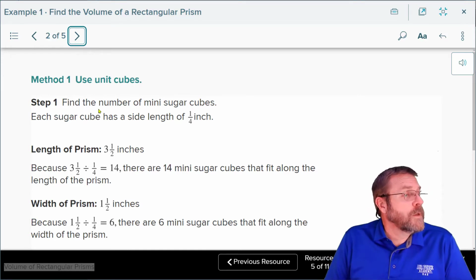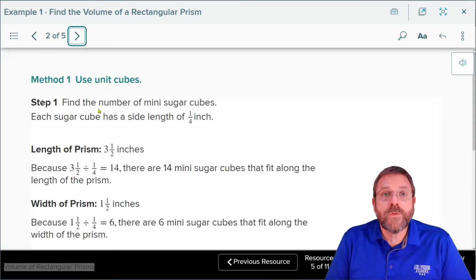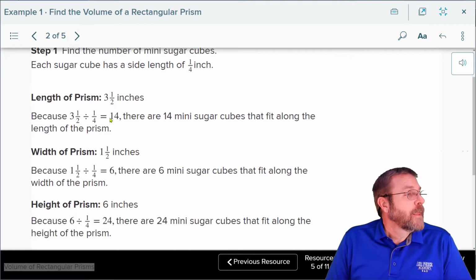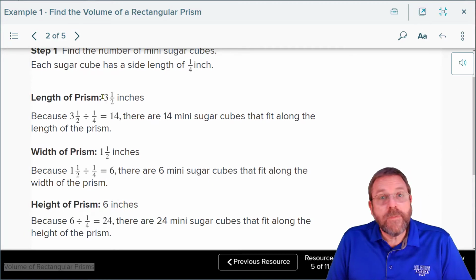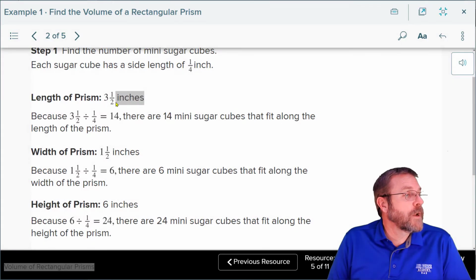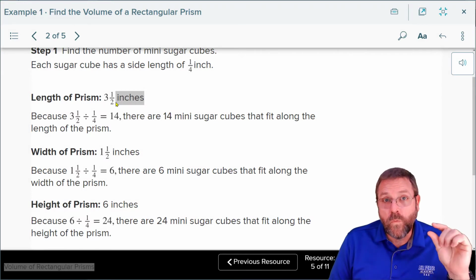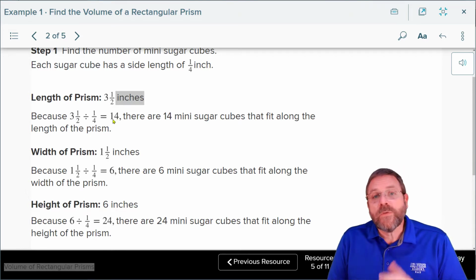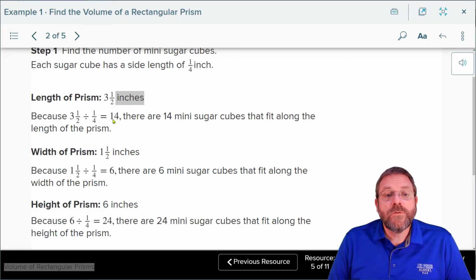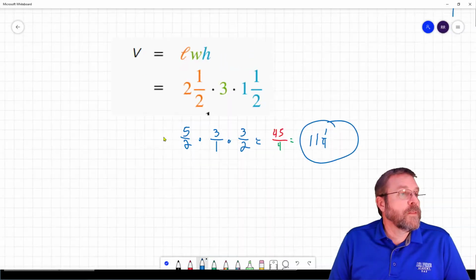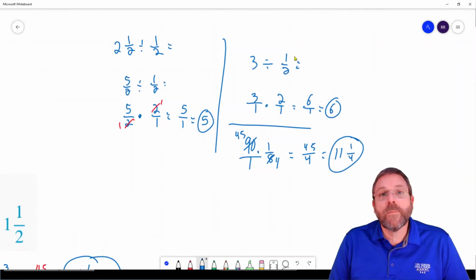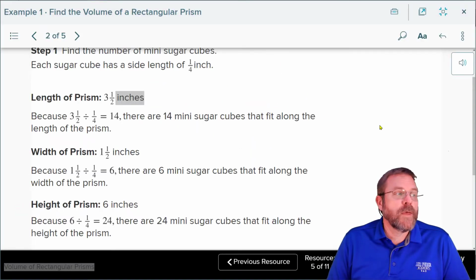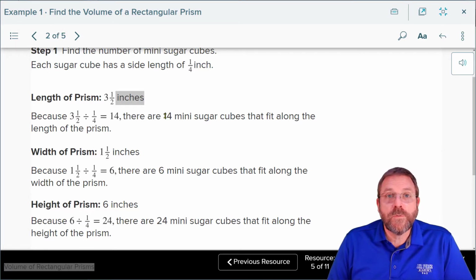So first thing we need to do is find the total number of sugar cubes that are going to be contained in the box. The length of the box was 3.5 inches that you see right here. Each one of those cubes was 1/4 of an inch, and when you divided 3.5 by 1/4, that meant that there were 14 sugar cubes. Now that's using the same general approach I used in this problem right here. If you remember, I showed you how to do that in video 1, so I'm not going to waste your time showing you how to do that again. Just know that you're going to have a length of 14 mini sugar cubes in this box.